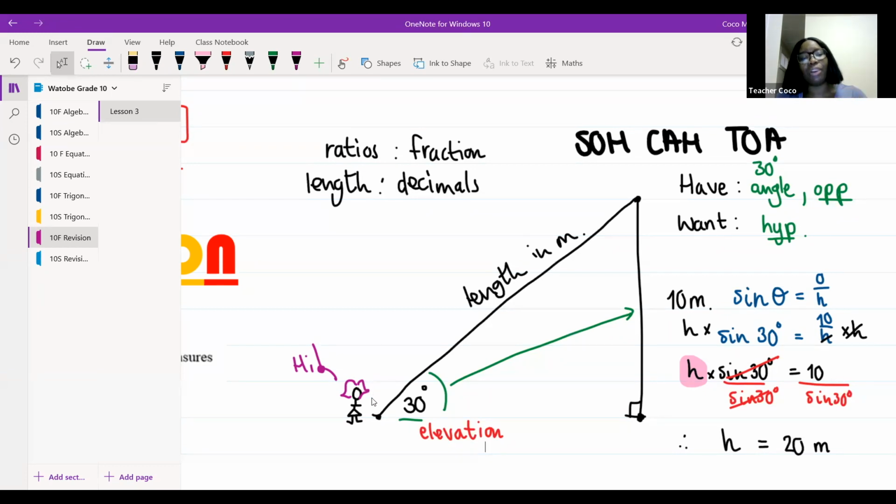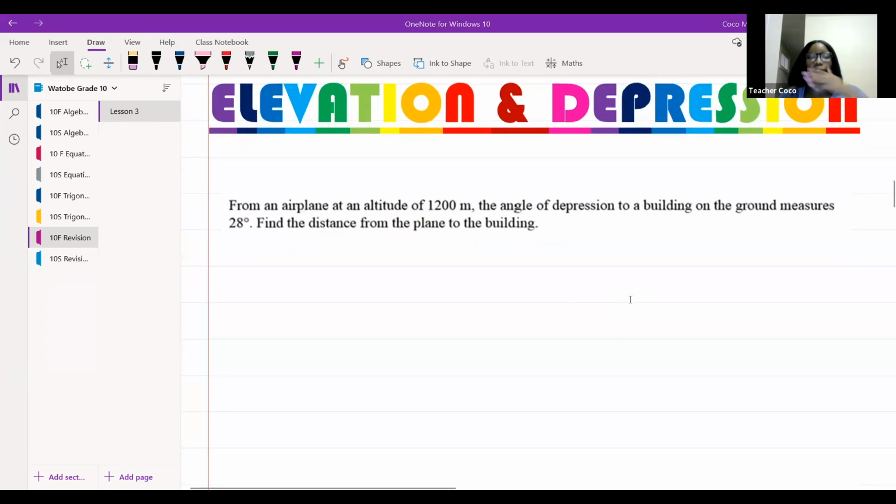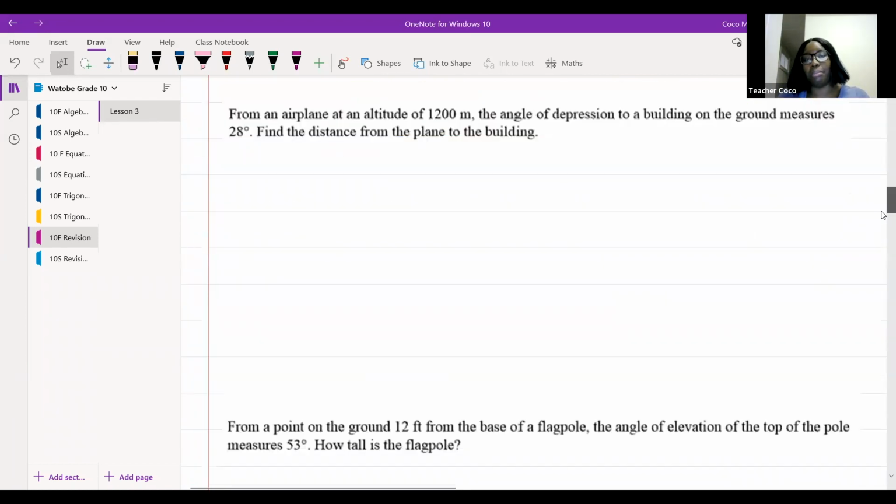Those with thumbs down, I want you to really stay with me. We're going to go through another example quickly. All right, let's read this. Okay. This question over here says, from an airplane at an altitude of 1,200 meters.